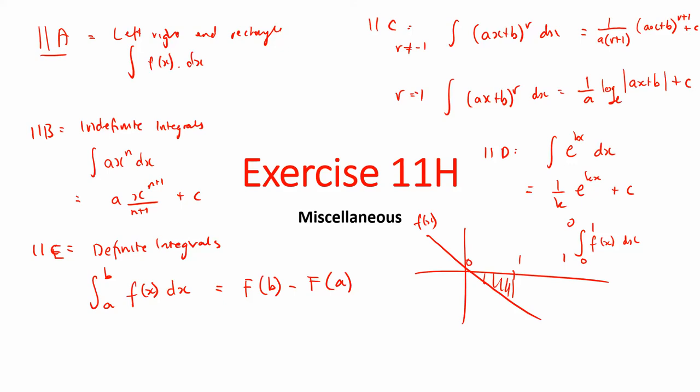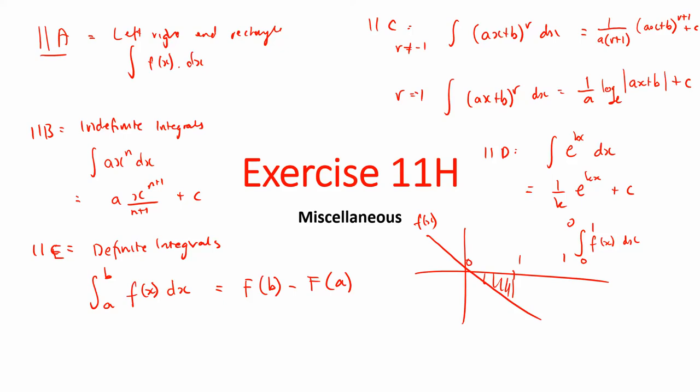You can switch the intervals, put a negative or mod. Three ways to do it. Okay, but that's exercise 11F. Now 11G, just finishing off. 11G, what are we missing now? So we've done exponential, log, power rule, chain rule.